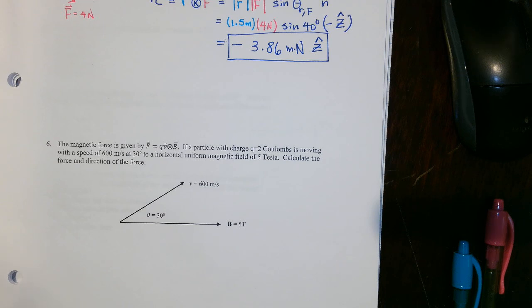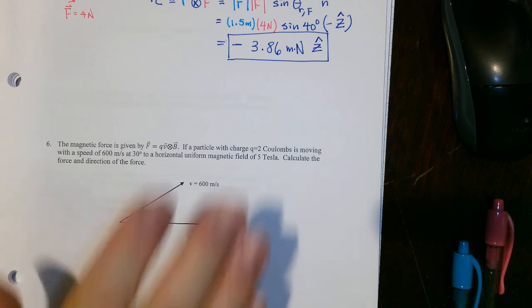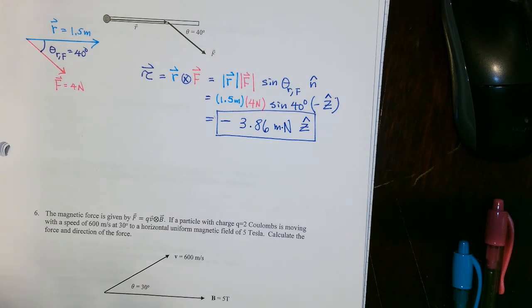Yeah. So for the last one, when you write the cross product answer in that form, like negative 3.86, would that be the same as if you found it in Cartesian form and then did the magnitude? Yep.